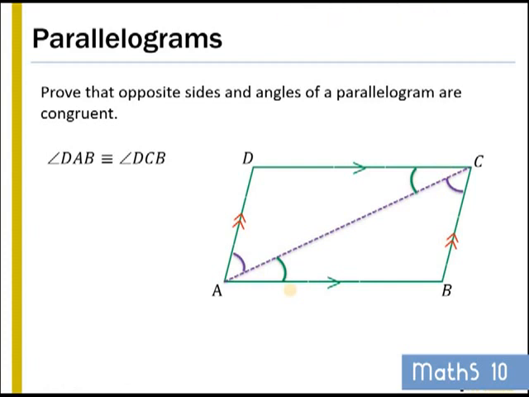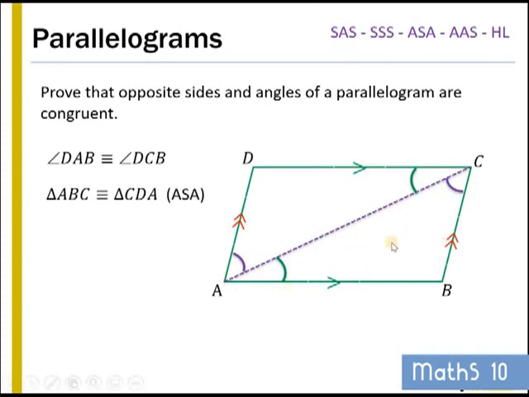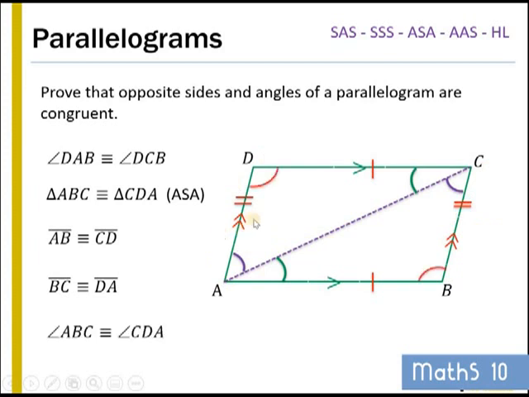To show that the remaining sides and angles are congruent, we're going to use congruent triangles. Triangle ABC here is congruent to triangle CDA here, because they have the same angles and they also have this side in common. So that means that side AB is congruent to side CD, and it also means that side BC is congruent to side DA. And finally, it means that angle ABC, this one here, is congruent to angle CDA, this one here.